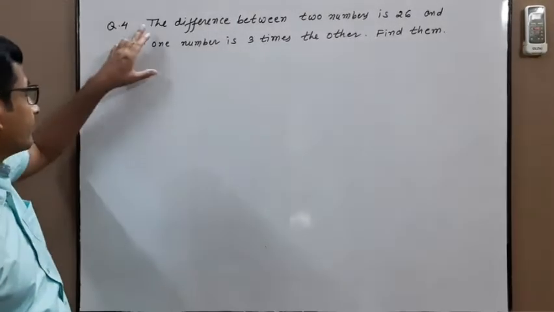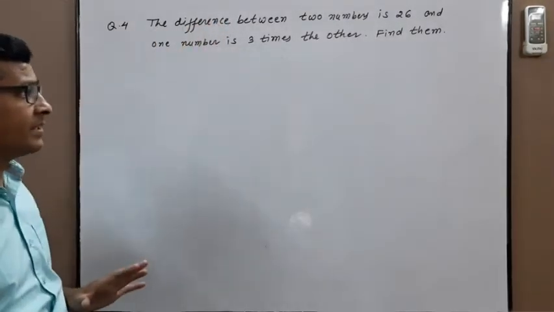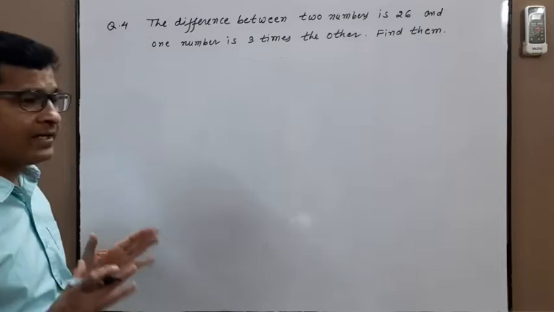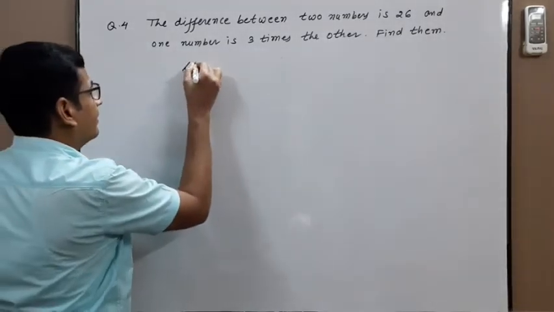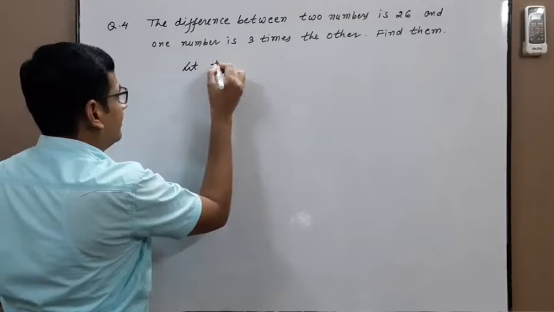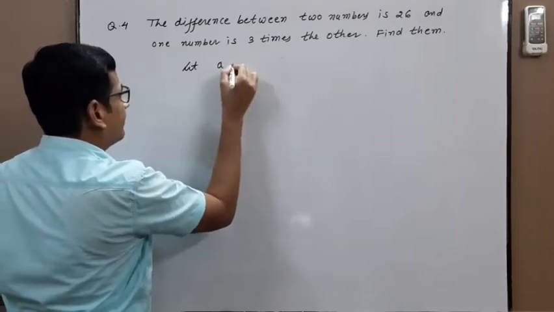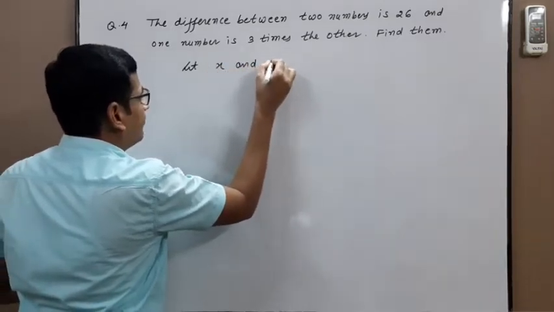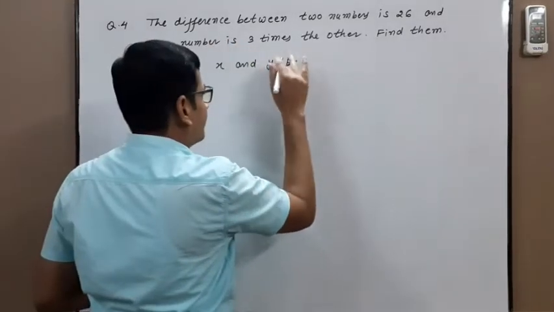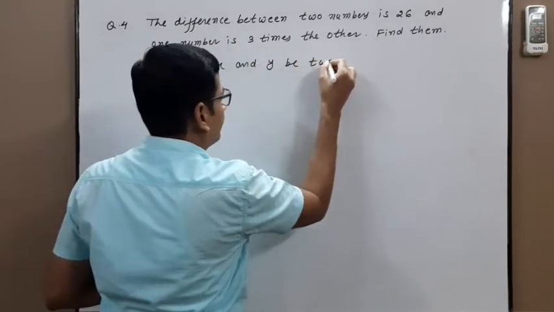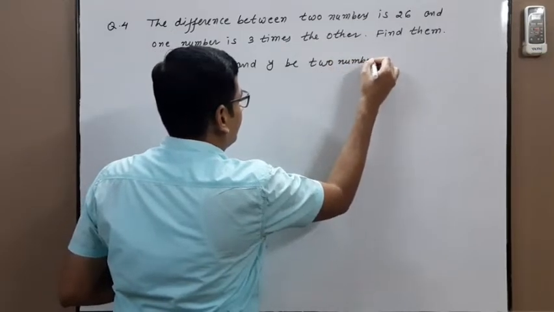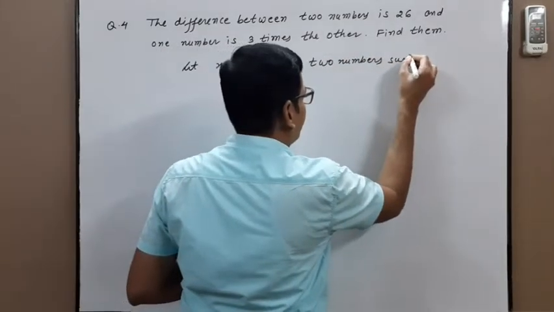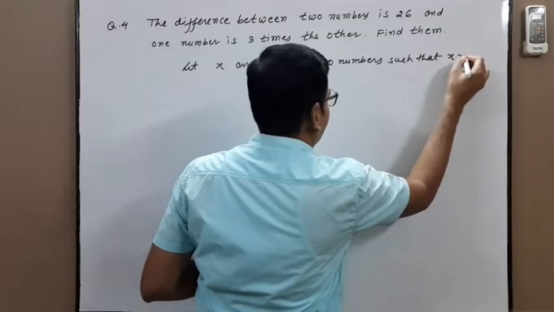Next problem. The difference between two numbers is 26 and one number is 3 times the other. Find them. Let x and y be two numbers such that x is greater than y.